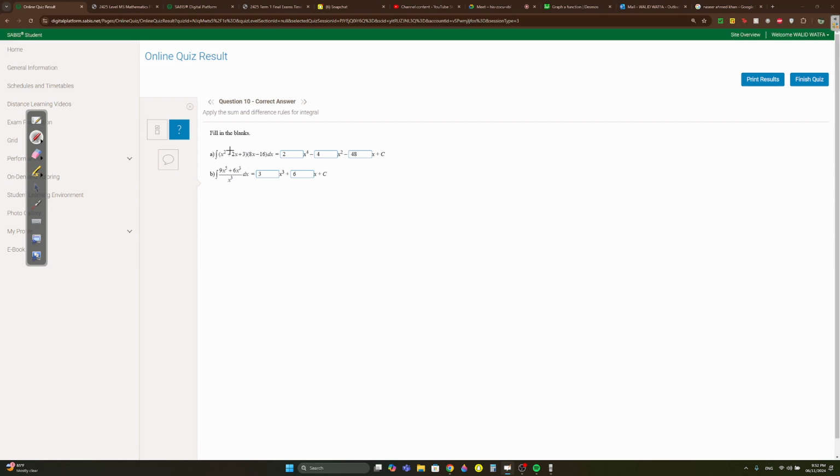X squared plus 2x plus 3, times 8x minus 16. Integral of this. You have to FOIL and distribute. How do you FOIL? X squared times 8x, you're going to get 8x cubed. X squared times minus 16 is minus 16x squared. 2x times 8x is 16x squared. They cancel. I just realized that. 2x times minus 16 is minus 32x. 3 times 8x is 24x. 3 times minus 16 is minus 48. Integral of all of this dx.